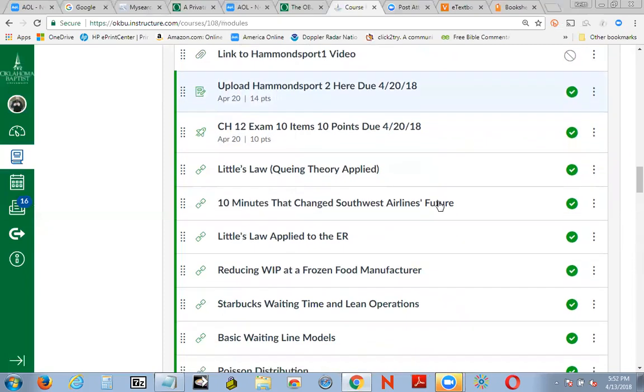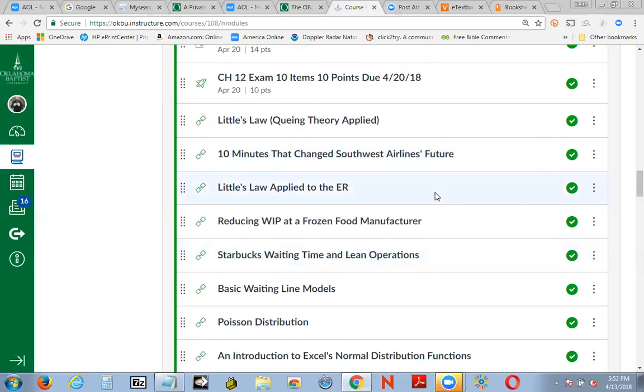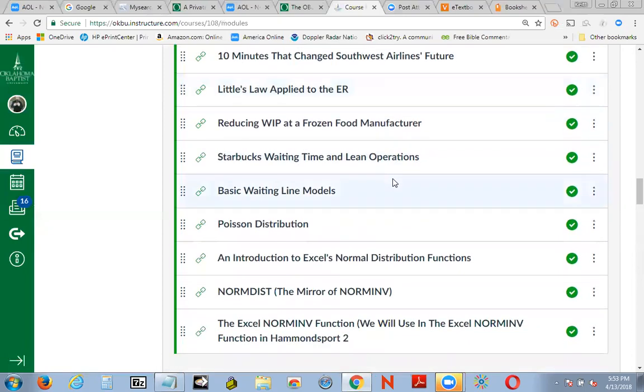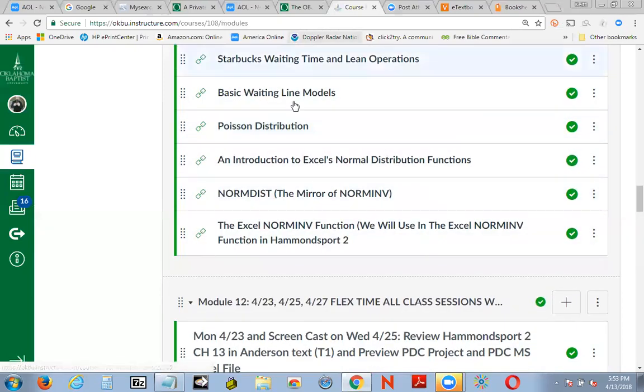I have some resources here for you as well about Little's Law on queuing theory. I talked about this, how Southwest Airlines changed the airlines by reducing their downtime. Here are all types of resources about Poisson distributions, queuing theory, waiting line models. I also have some information here about the normal distribution and the norm inversion. Okay, and that's a function that we use in Hammond's port 2.